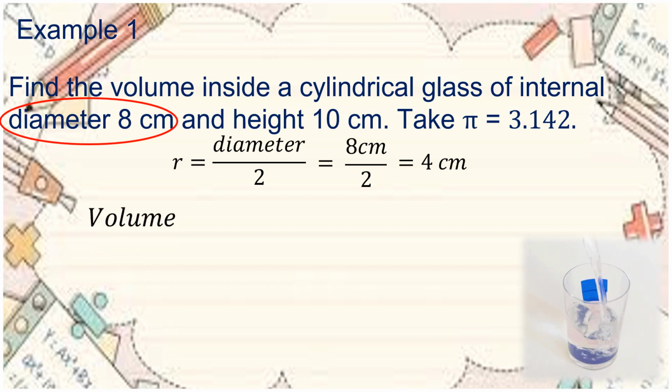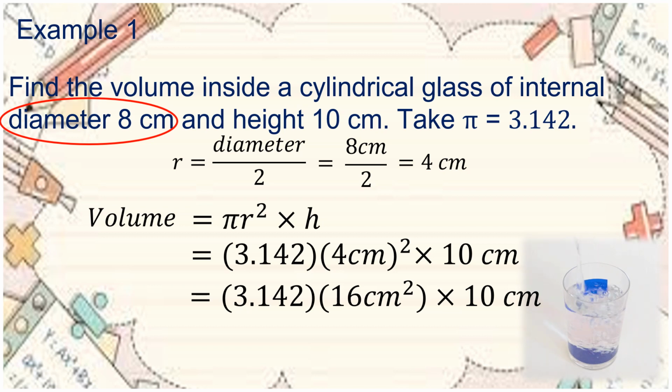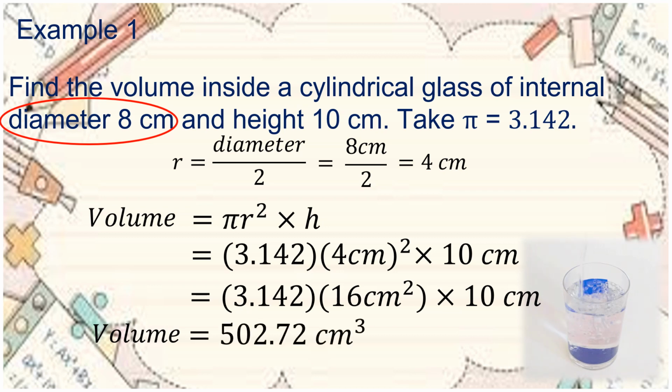Then we are going to recall the volume of a cylinder, which is equal to what? Correct, it is equal to pi r squared times h. Substituting the value of your pi, radius, and height, we will be getting 3.142 times 4 centimeters squared times 10 centimeters. 4 squared is equal to what? Correct, it would be equal to 16. So we will be having 3.142 times 16 square centimeters times 10 centimeters, which is equal to what? Correct. So the volume is equal to 502.72 cubic centimeters.